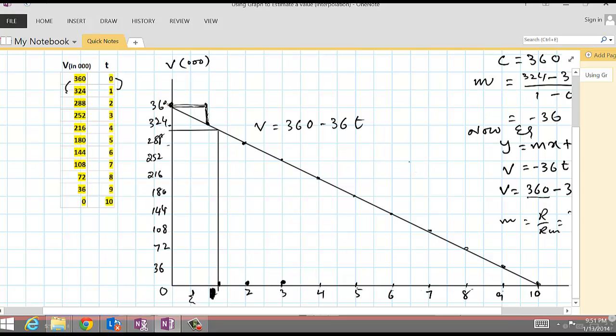So this whole box is representing 36,000 and divided by 4 gives us 9, and therefore it should be 324,000. 324 minus 9, that should give us 315. So at 1.25 year, at t is equal to 1.25, v is equal to $315,000.